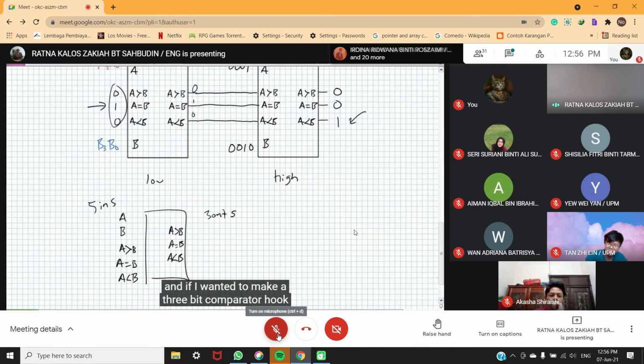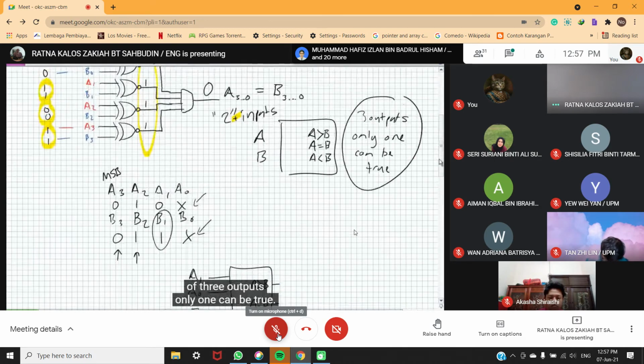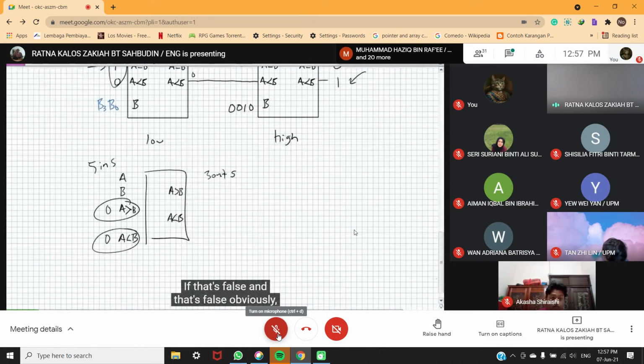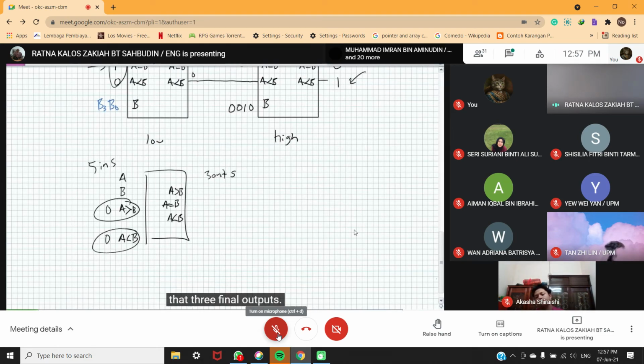And if I wanted to make a 3-bit comparator, hook up another one of those. You kind of trick this thing. You don't necessarily need that A equals B input or output, because if that's 0 and that's 0, what is A equals B? Well, it's equal to B. Because you're using that property of 3 outputs, only one can be true. If that's false and that's false, obviously A equals B. That being said, your final comparator in the MSB position does have to have that, okay? Because you want those 3 final outputs.